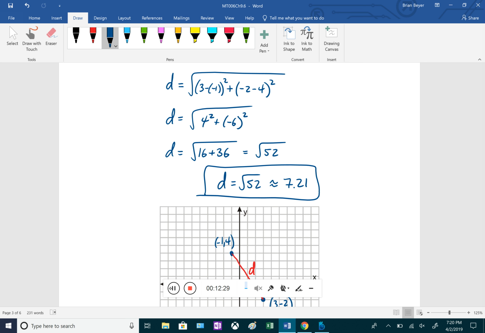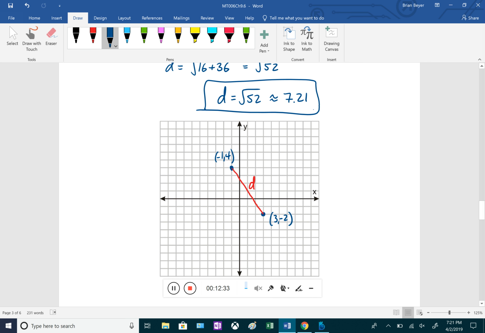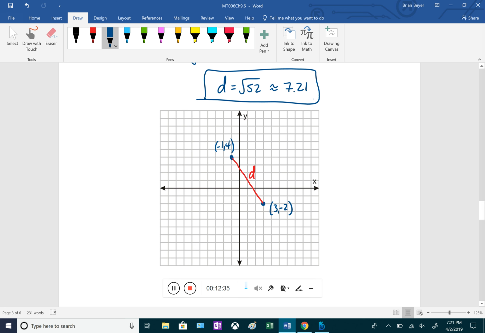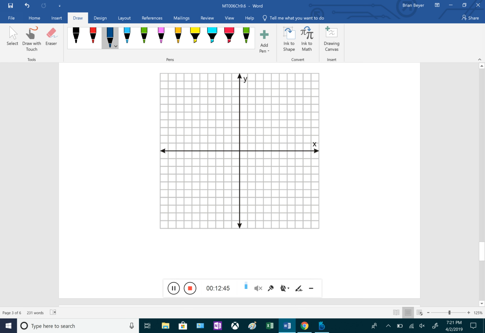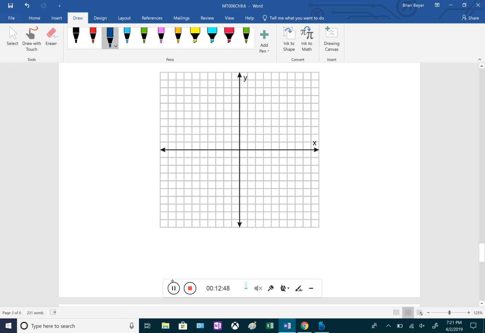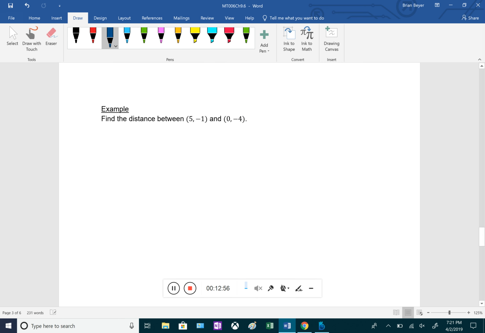Okay, which hopefully makes sense if you look at it on the graph that we graphed. Okay, let's do one more for this one. So let's find the distance between (5, -1) and (0, -4). So (5, -1), that's to the right 5 and down 1. And for the other point, it was (0, -4).